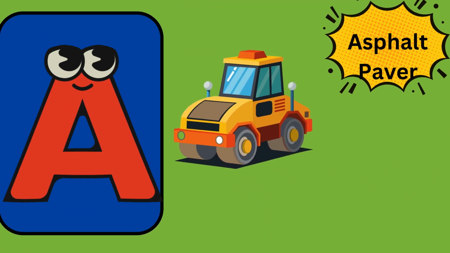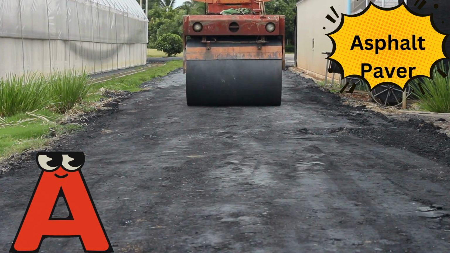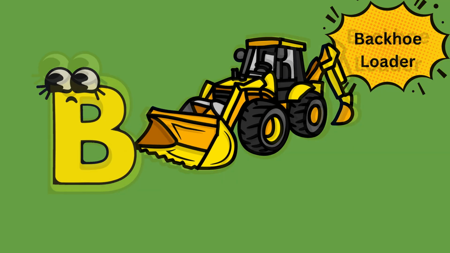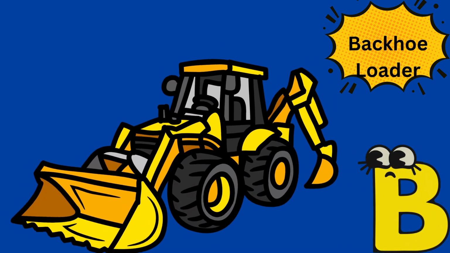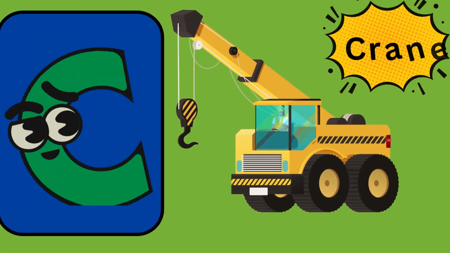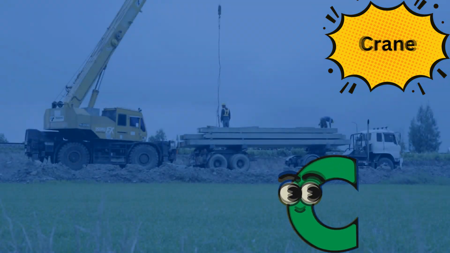A is for asphalt paver, laying roads so we can ride. B is for backhoe loader, digging deep in one big sweep. C is for crane, lifting beams up higher again.